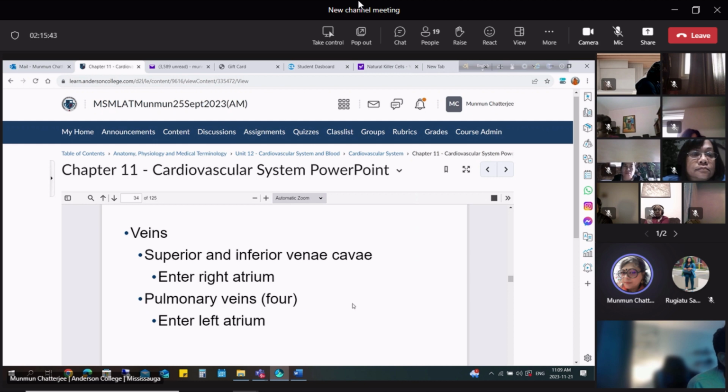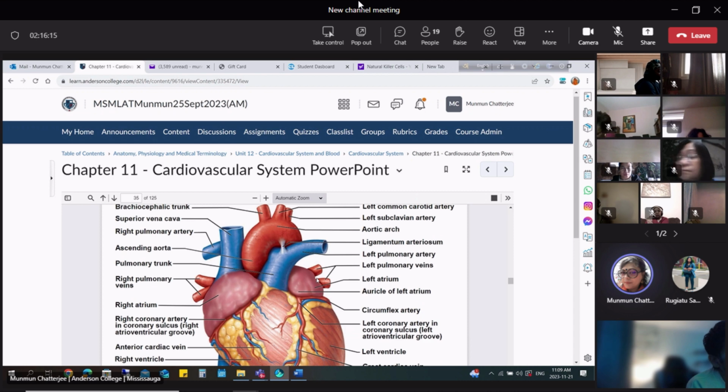Then we have the pulmonary vein. The pulmonary vein originates from the lung and carries oxygenated blood. Sorry, the pulmonary vein is leaving the lung and entering the left atrium, bringing the oxygenated blood to the ventricle.